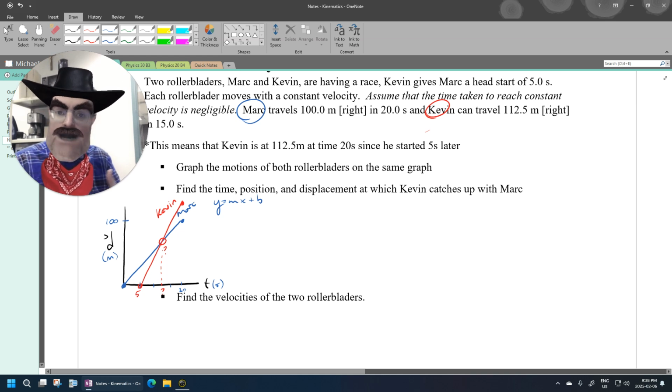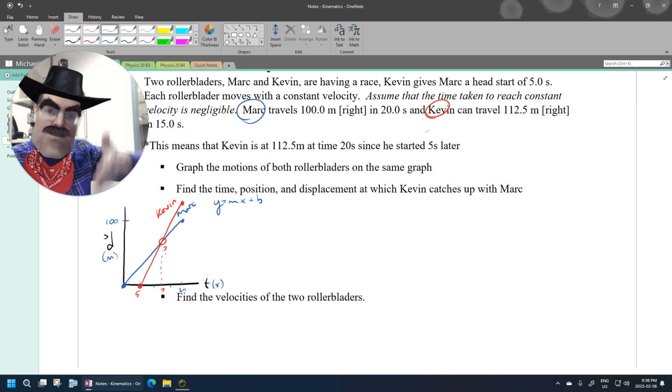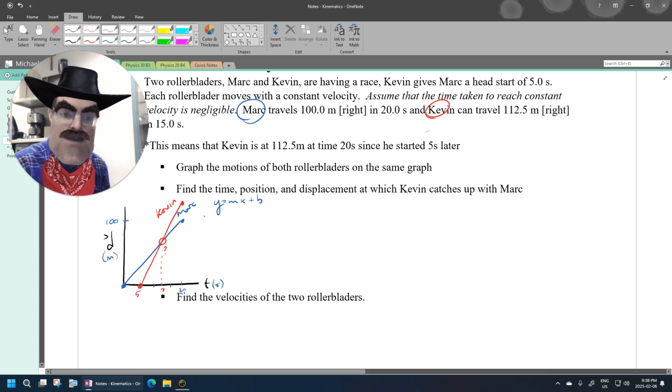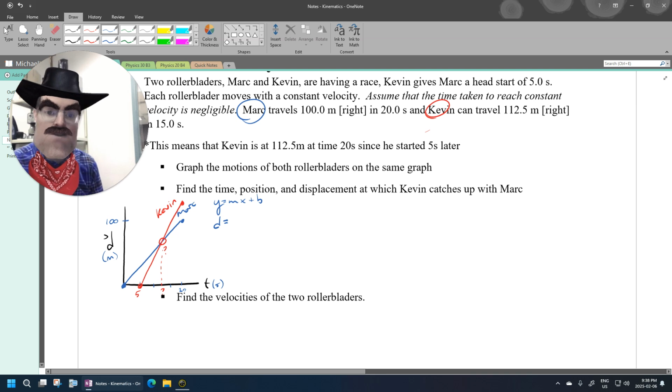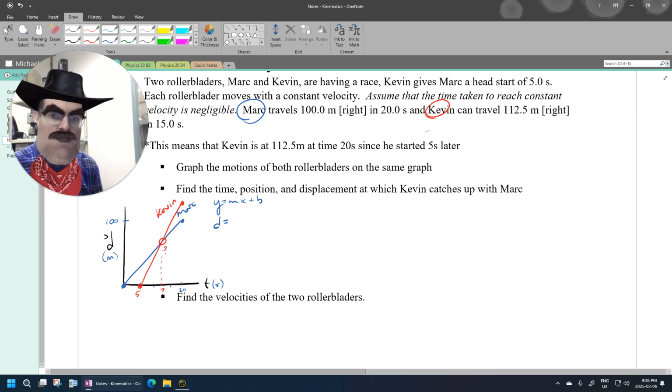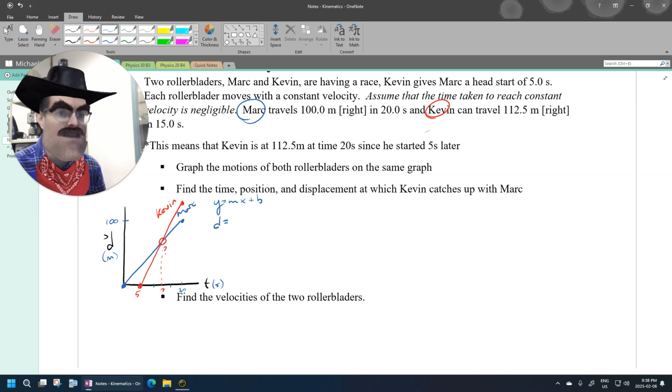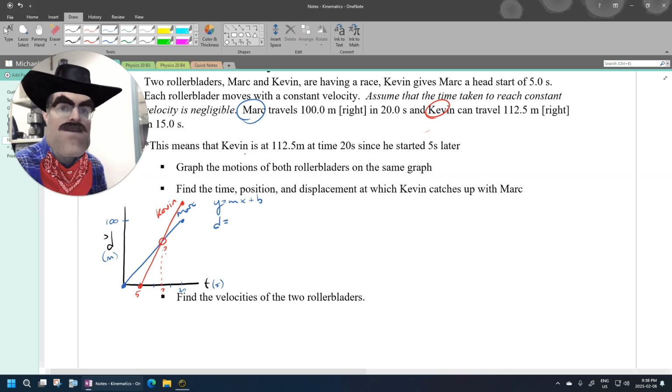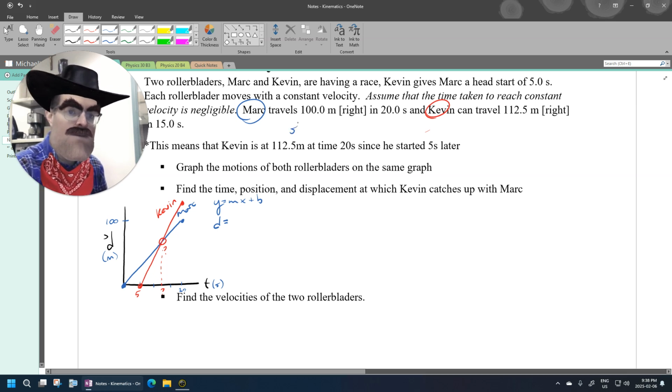So remember, y can always be replaced by something else. In this case, y, which is on our vertical axis, is d. So we're going to start by making Mark's equation by saying d is equal to, rather than y is equal to. m is our slope. We may have to determine what our slope is, and that's not too bad. To determine my slope, I'm going to take my rise, which is 100 meters, and divide by my run, 20 seconds.